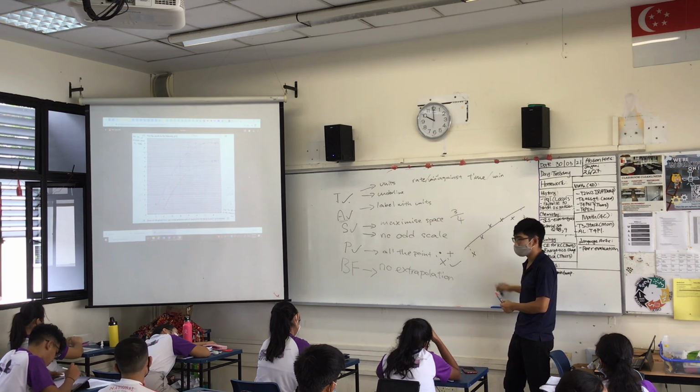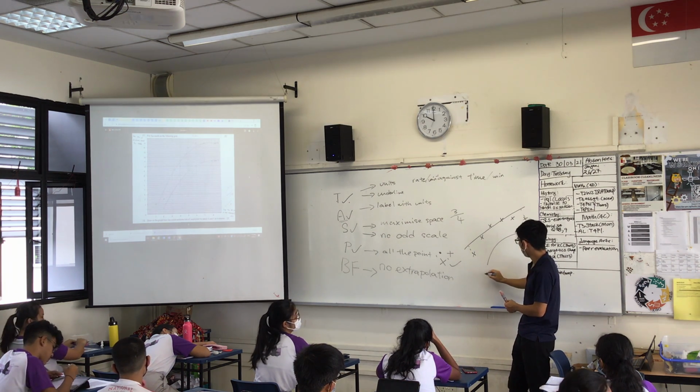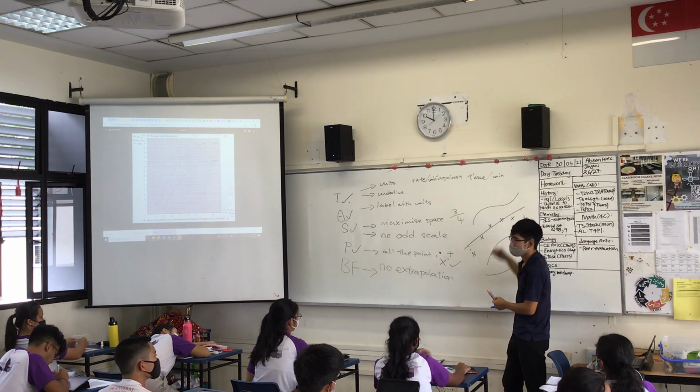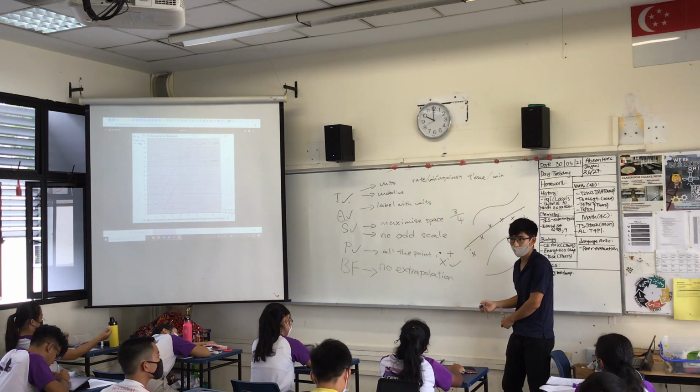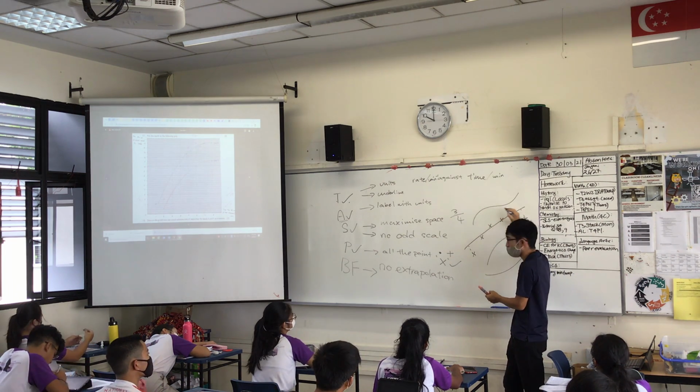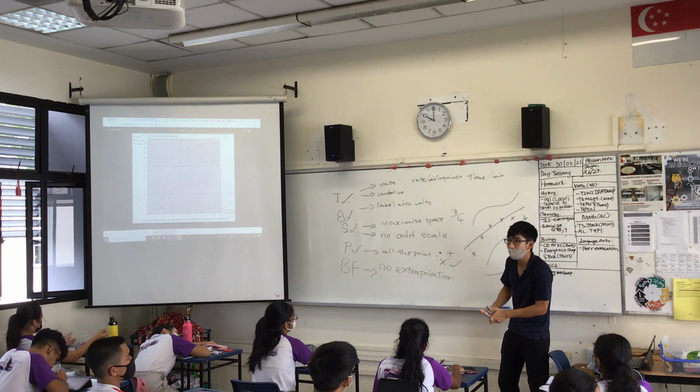Do the curves need to go this way or this way? No, it can be an S. It can take many forms. So curves need not always be a very smooth curve this way. It can take several bends.